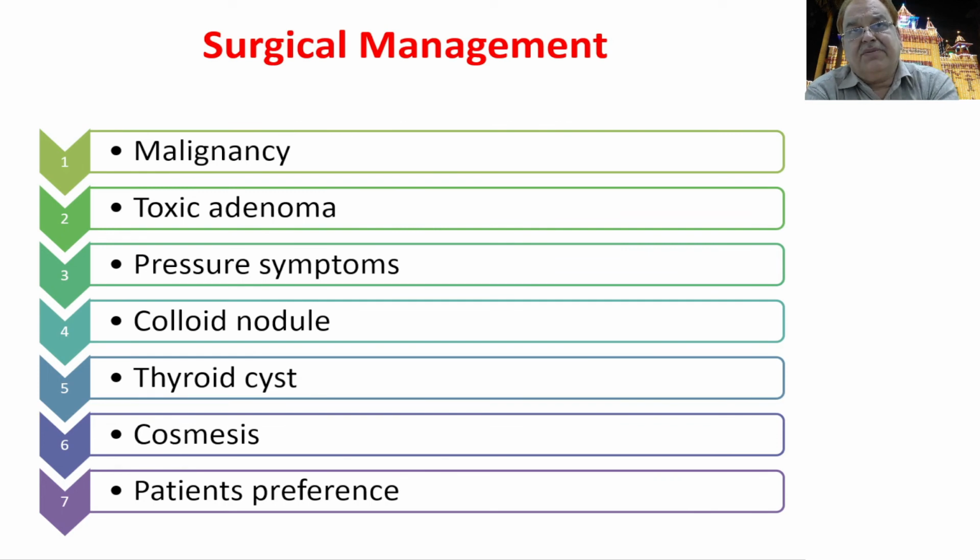Now, what about the surgical management? Surgical management is meant for the malignancy. Definitely, you have to carry out the surgery because that is the only definitive treatment for the thyroid malignancy. If a toxic adenoma is there, after you have prepared your patient, then you can operate this. If the patient is having the pressure symptoms, if the colloid nodule or a thyroid cyst is there, and for the cosmetic purpose also, you can carry out the surgical treatment, and you have to discuss with the patient what type of the treatment the patient requires. Does the patient want the medical treatment or the surgical treatment or the radioiodine? Depending upon the various pros and cons, you can decide for the treatment of these patients.